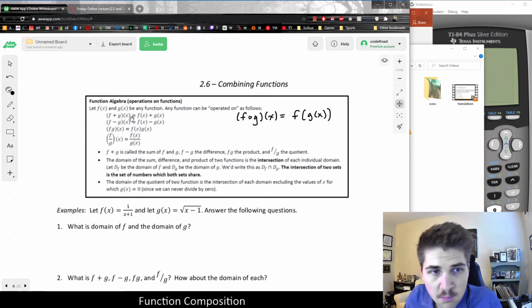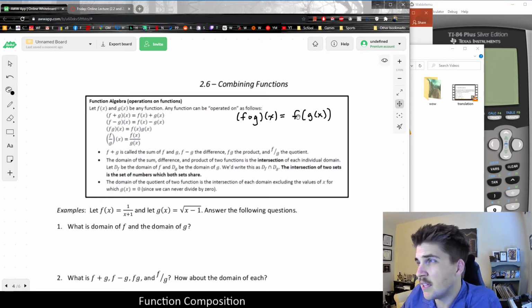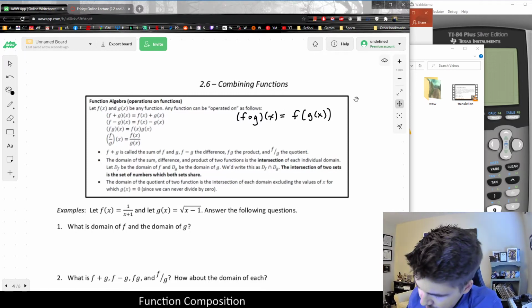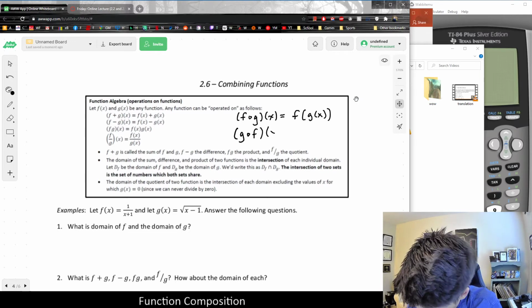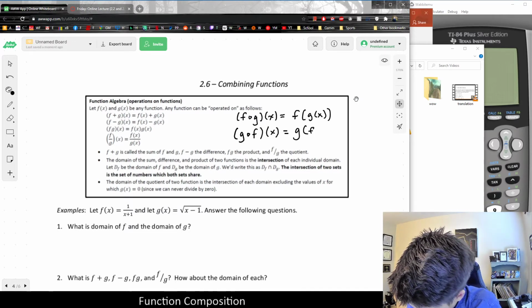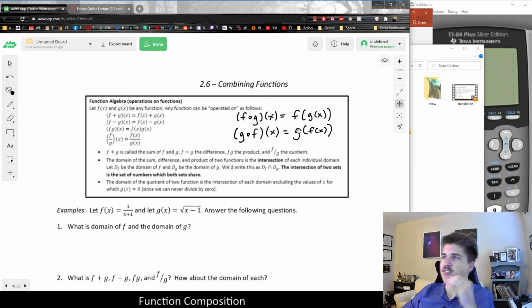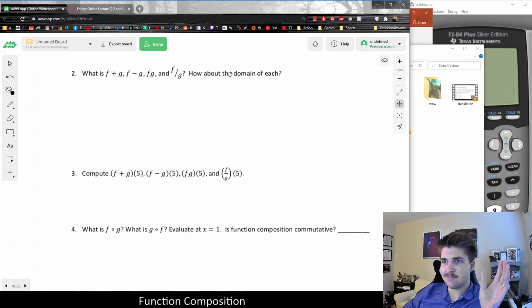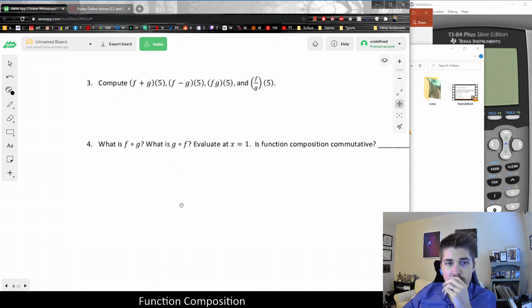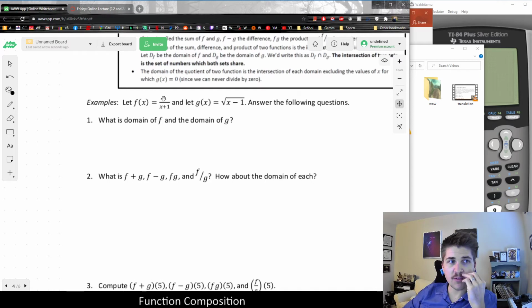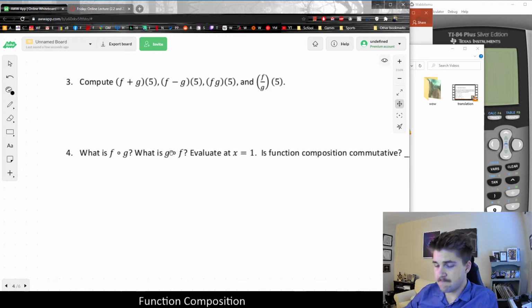For me, this is really easy to remember because that's exactly how I'd say it, f of g of x. That's what f circle g means, f of g of x. And g of f of x is defined to be g parentheses f parentheses x. Again, it's like g is being plugged into f, or f is being plugged into g, in either case. So let's go ahead and do that for these two functions. Here, f of x was 1 over x plus 1, and g was the square root of x minus 1.